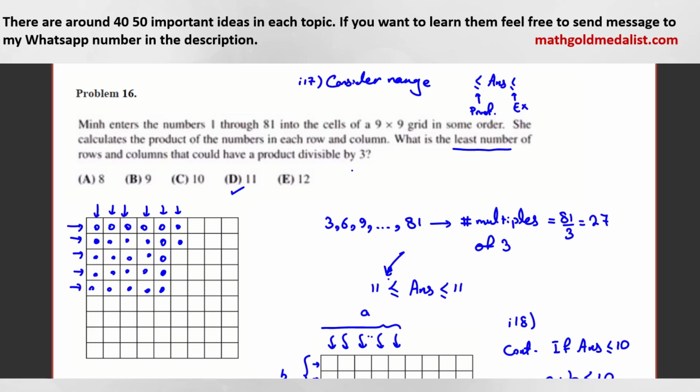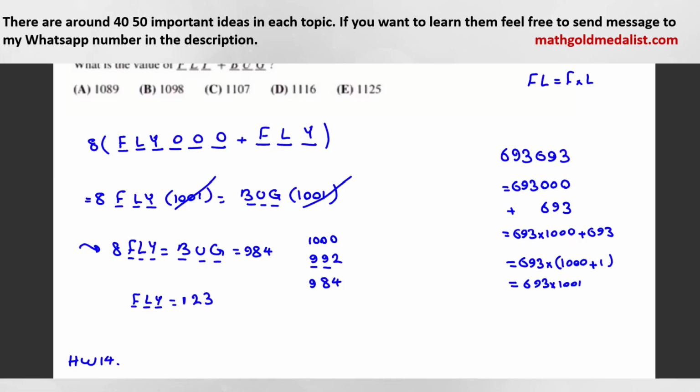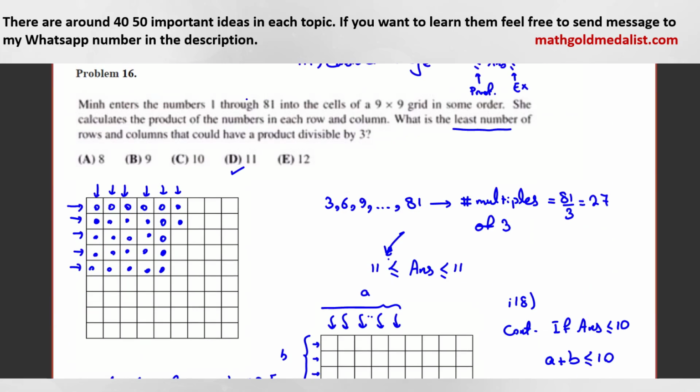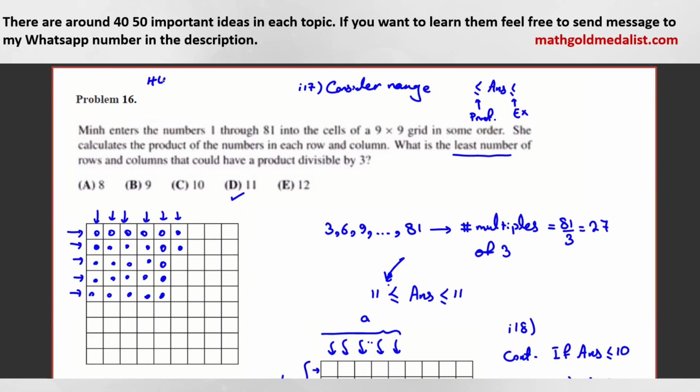In USAMO problems, we had some problems related to considering range. I can tell you as homework 14, homework 15. I released all solutions of USAMO, USAJMO. You can say in USAJMO and USAMO 2023, we had similar problems, and in those problems, we should consider range.